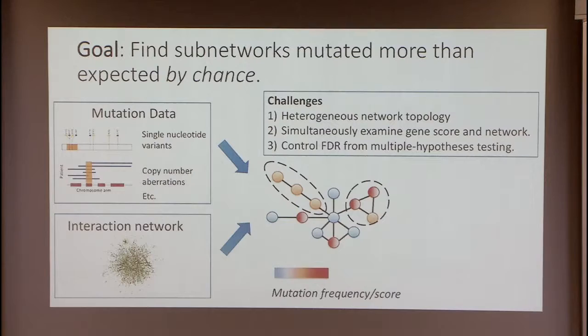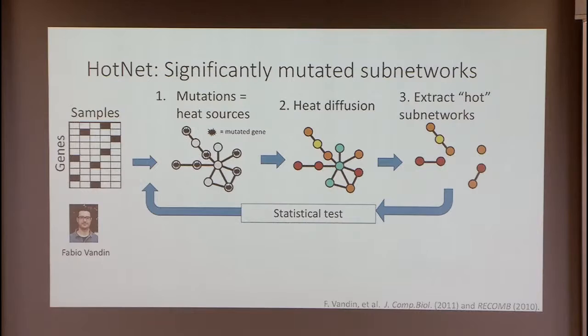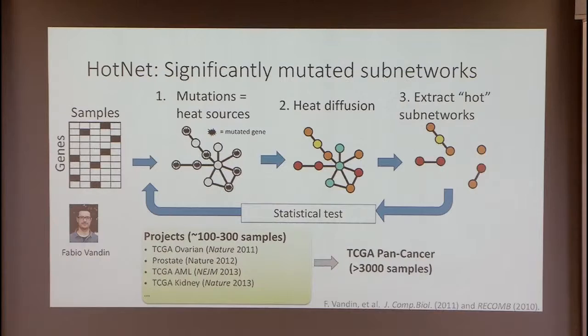So in order to address these challenges, we developed this method, which was called HotNet, and you heard about this a little bit. In brief, the idea is that you think of mutations as sources of heat on the graph. You allow that heat to diffuse for some length of time. That will smooth out the scores over the network. And then you break the network by removing cold edges and thereby find these hot subnetworks. And there's a statistical test that one employs. I'm going to dig into the details of this a little bit after showing you some results.